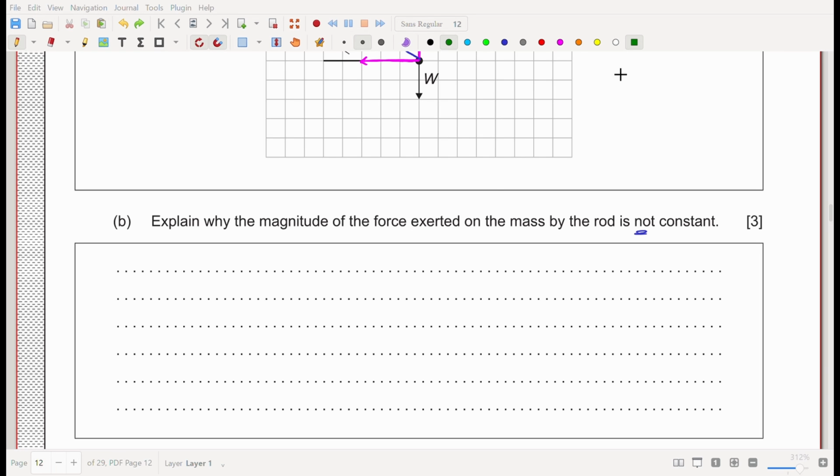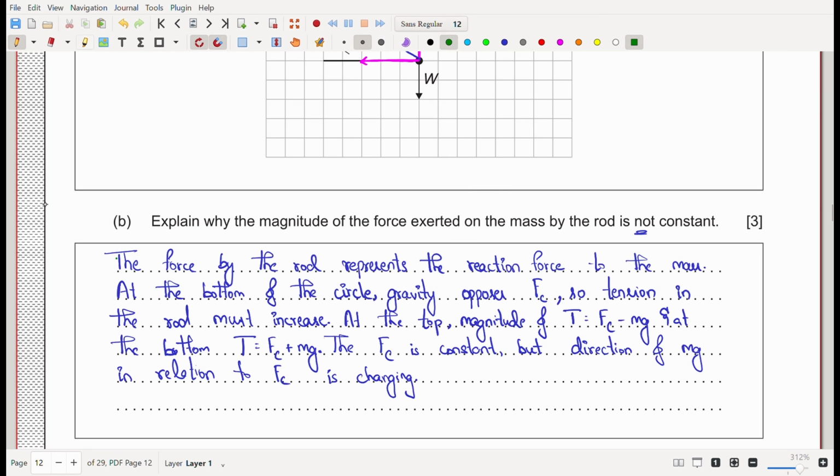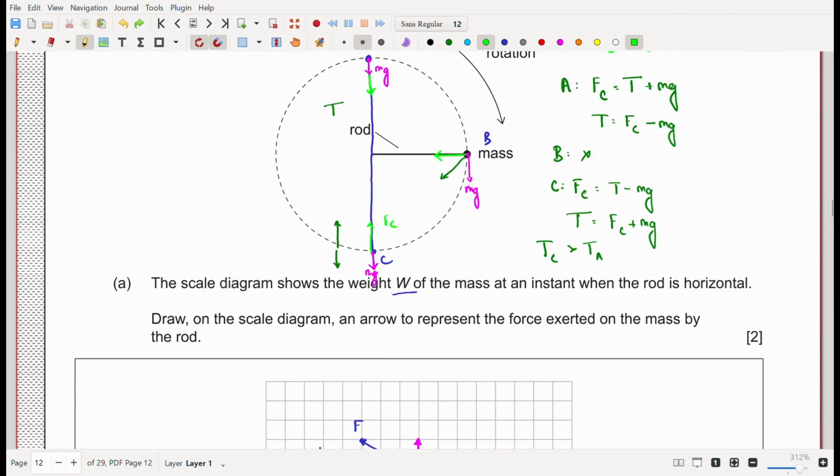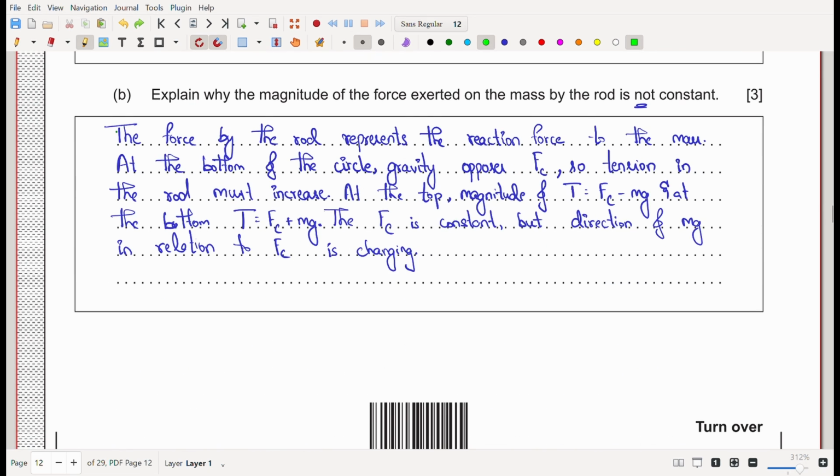So, if you were to write this down, there are a bunch of key points that you have to keep in mind. Our first thing is the force is a reaction force to the mass. Next, we have to point out that at the bottom, the gravity opposes Fc. So the tension, or the reaction force, must increase. And at the top, the magnitude of tension is equal to Fc minus mg. And at the bottom, it's plus mg, like we wrote up here.